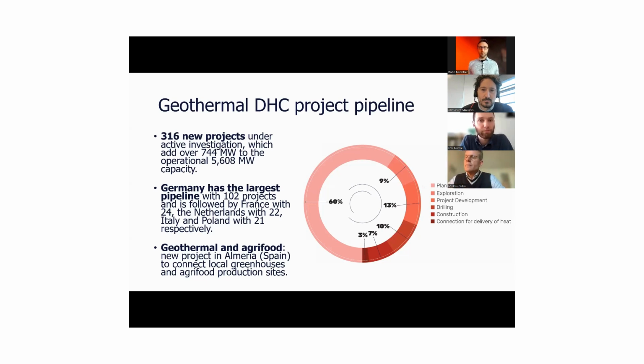As regards district heating, it is also important to highlight the potential of the linkage between geothermal and agri-food. We have a lot of examples throughout Europe. Here we put, for example, the new project in Almeria in Spain to connect local greenhouses and agri-food production sites. So in the future, it will be more and more important to underline the linkage between geothermal and industry in general and agri-food specifically.